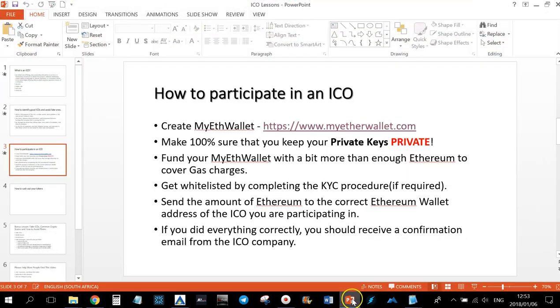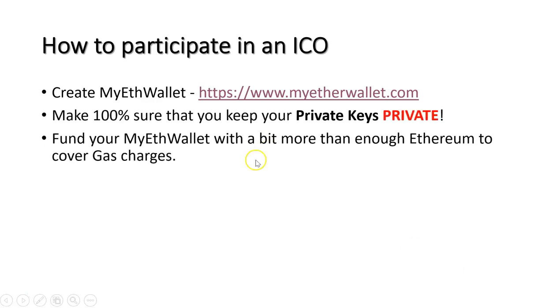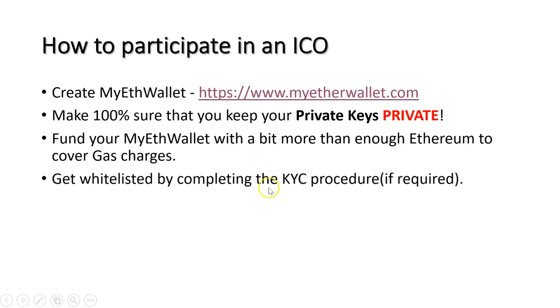So let's go back to the slides quickly. By so doing, you would have funded your My Ether wallet with some Ethereum, and then once you have done that, you need to get whitelisted by completing the KYC procedure if required. Some ICOs or some companies require you to complete the Know Your Customer procedure before you can be eligible to participate in the ICO. So how do you go about doing that? Let me go and show you that quickly.